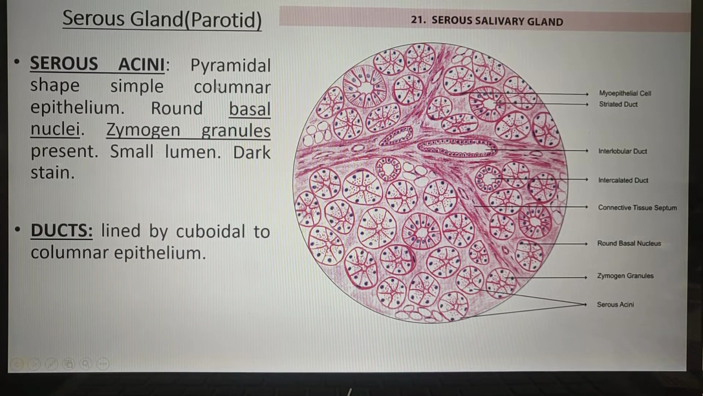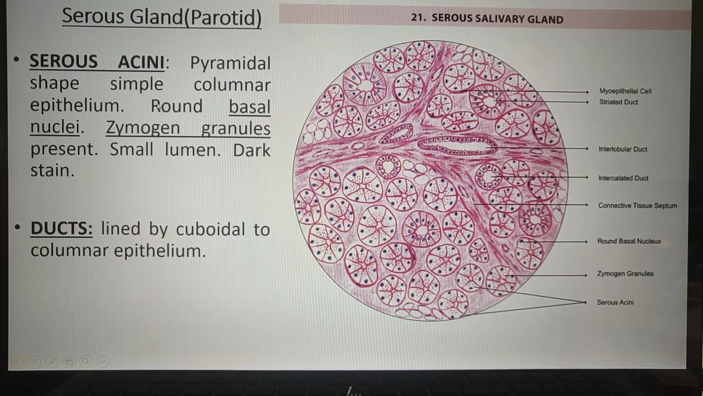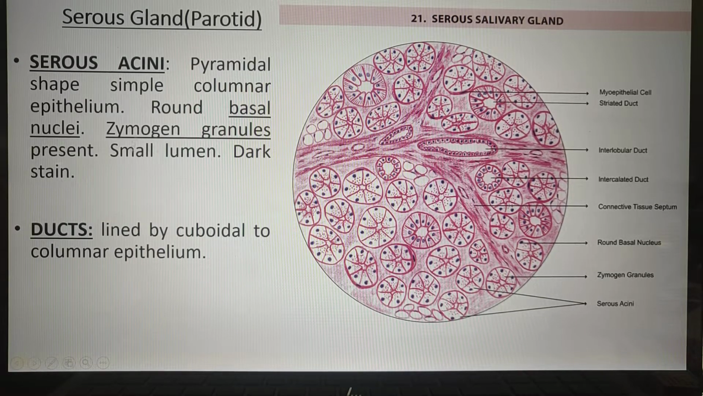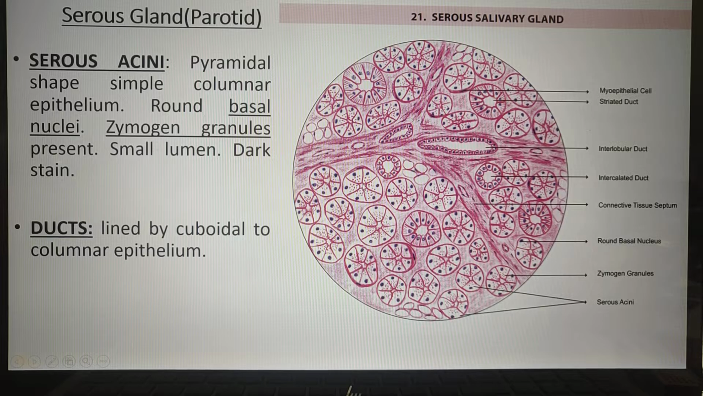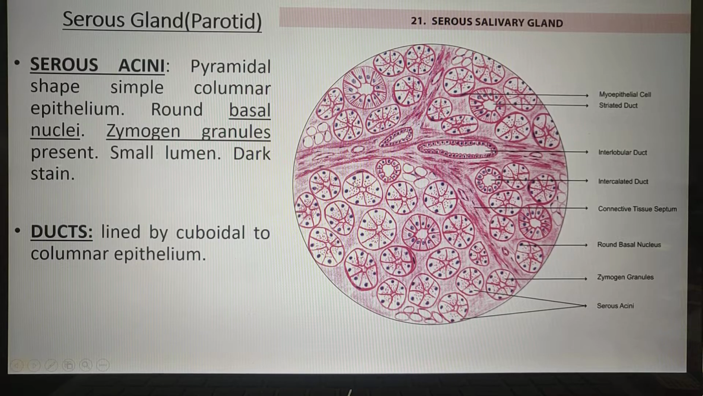Serous gland, for example the parotid gland. Serous acini are mainly seen, with pyramidal simple columnar epithelium, round basal nuclei, zymogen granules present, and small lumens, with dark stain. So this is the dark stain, and there are zymogen granules present, and the nuclei are round in shape.